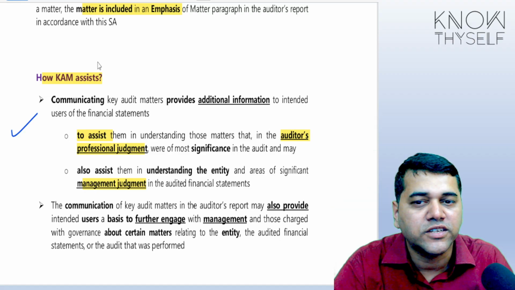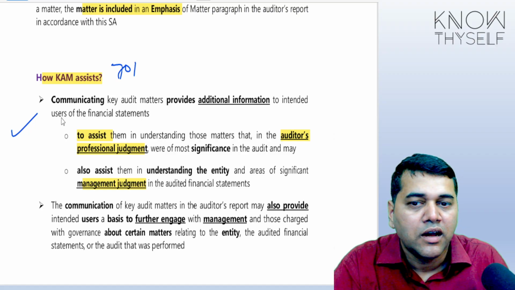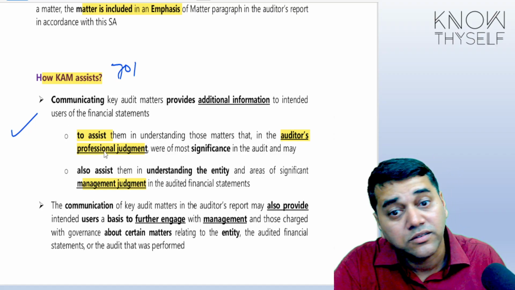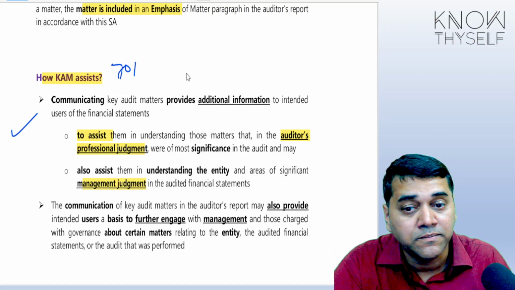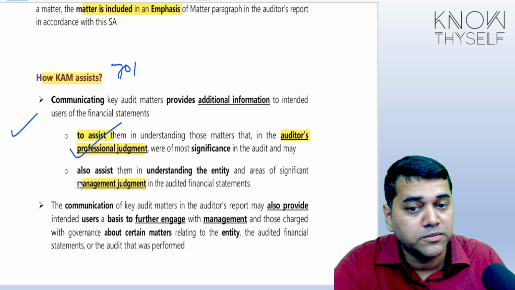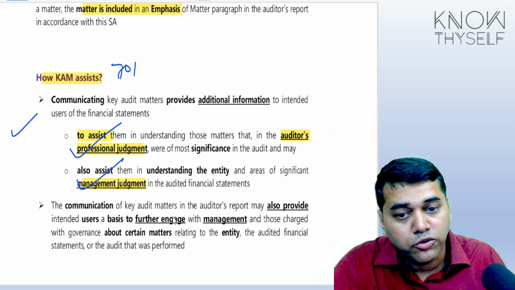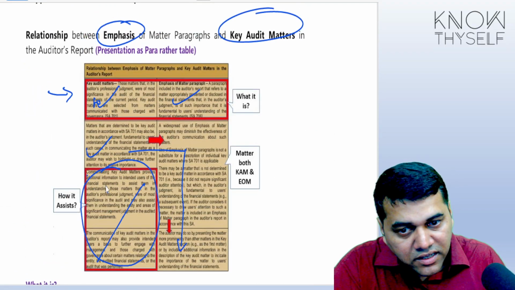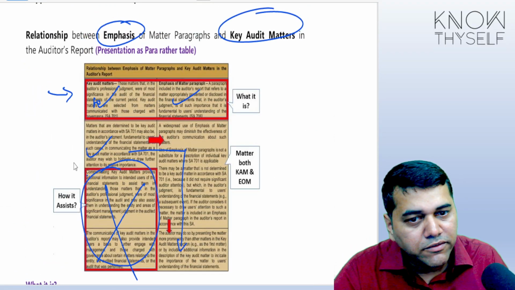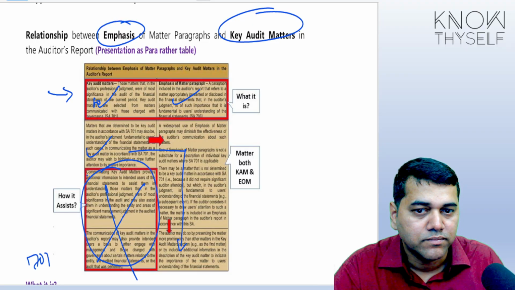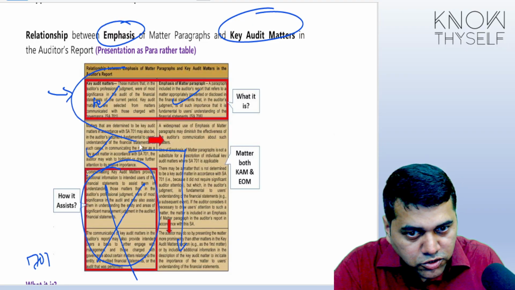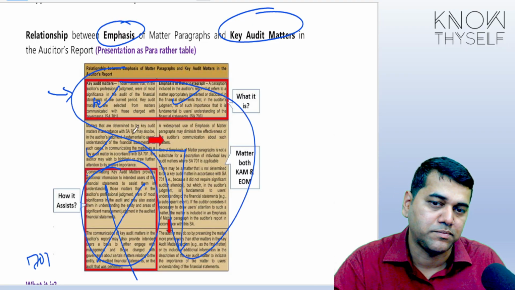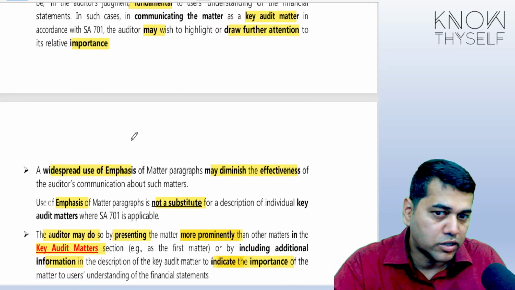This we have already discussed in SA 701. How is a key audit matter going to help the investors, not TCWG, that is a different answer. It will help to know about the professional judgment and management judgment. Also, they can further engage with the management. In this, you can actually ignore this part because we have already studied it in SA 701. This is actually related to the relationship. I hope it's clear, students. You understood how to read it.